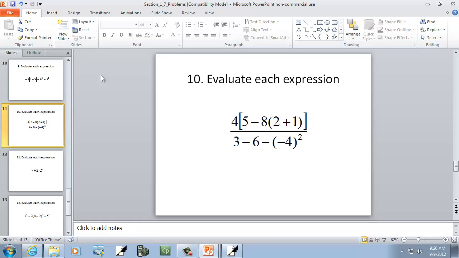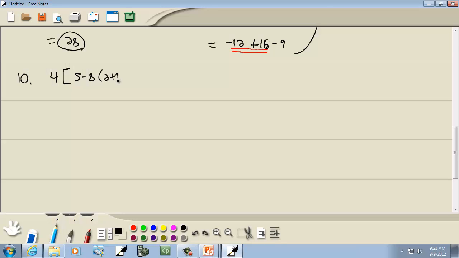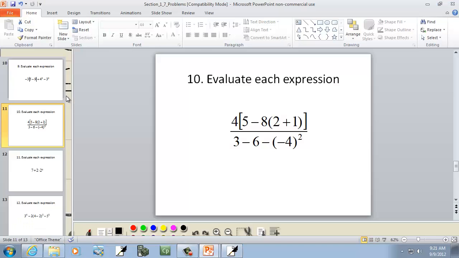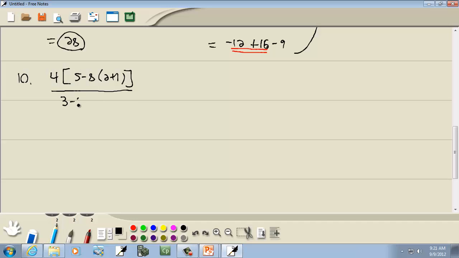5 minus 8 times (2 plus 1), over 3 minus (6 minus (negative 4) squared).